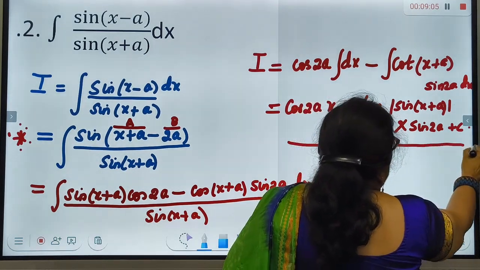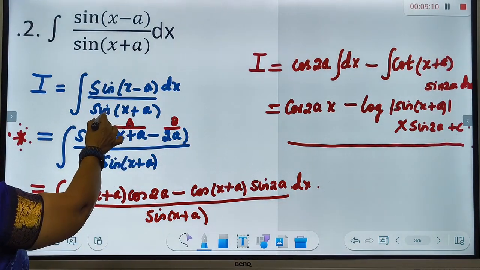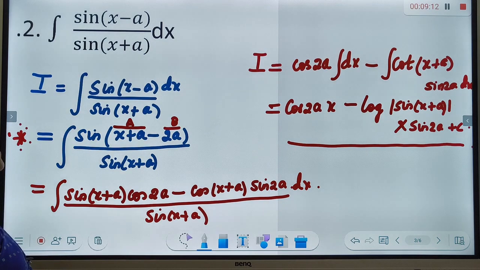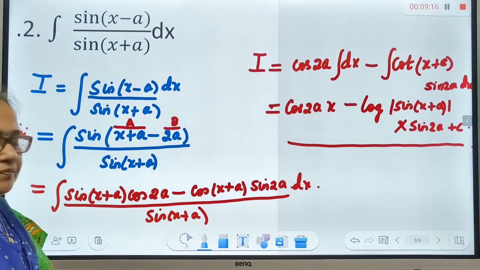So this is the value of the integral, integral of sine of x minus a by sine of x plus a dx. Is it clear?